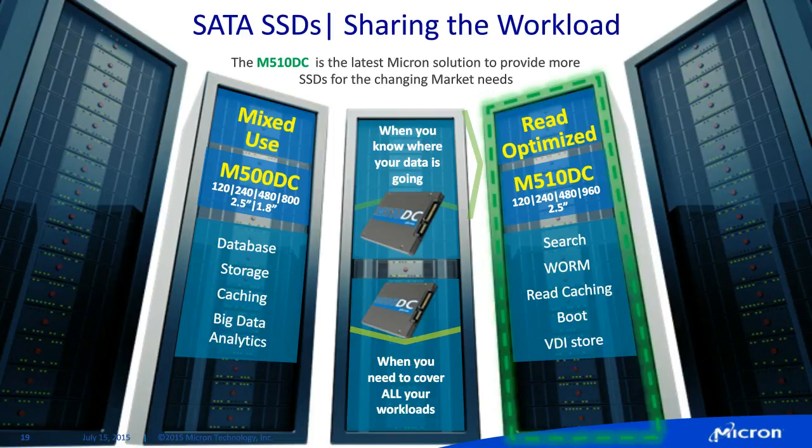The M510 DC utilizes our 16 nanometer MLC flash as opposed to our M500 DC, which utilizes our 20 nanometer MLC flash. It's important to understand that the M510 DC is not a replacement for the M500 DC. Rather, it's a complementary product. The M510 DC is targeted at more read-centric workloads that are extremely price sensitive. The M500 DC is targeted at more random and mixed workloads. Again, the M510 DC is a leverage product from the M500 DC, and because of that, it really has a lot of stability.